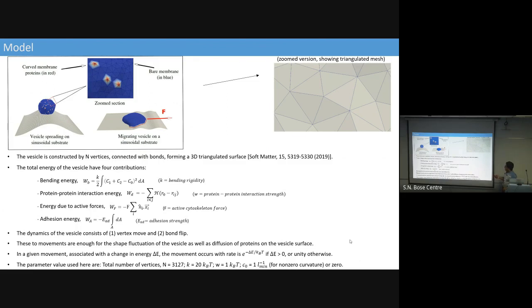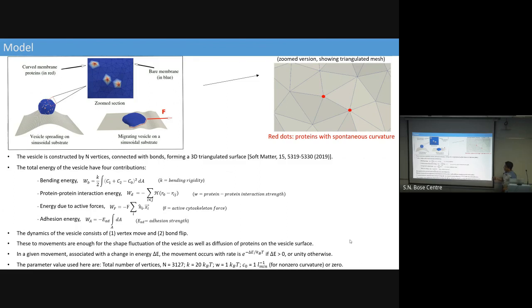Now we consider some kind of curvature sensitive proteins. These red dots are also shown here. They sense curvature and also they try to bend the membrane outward. And this happens because of the minimization of the bending energy.